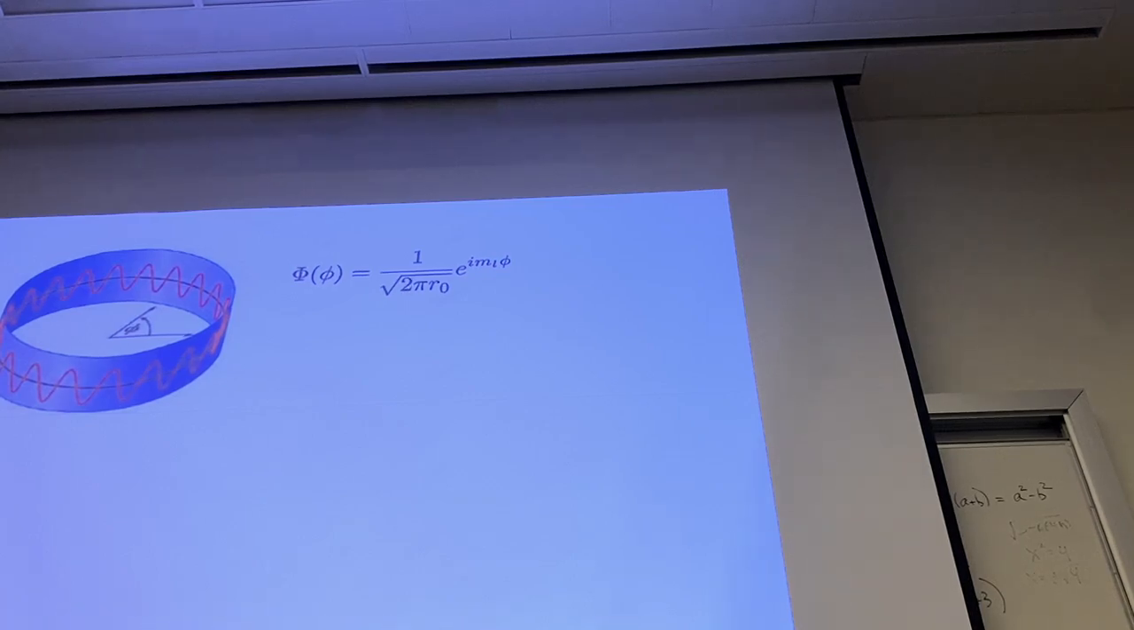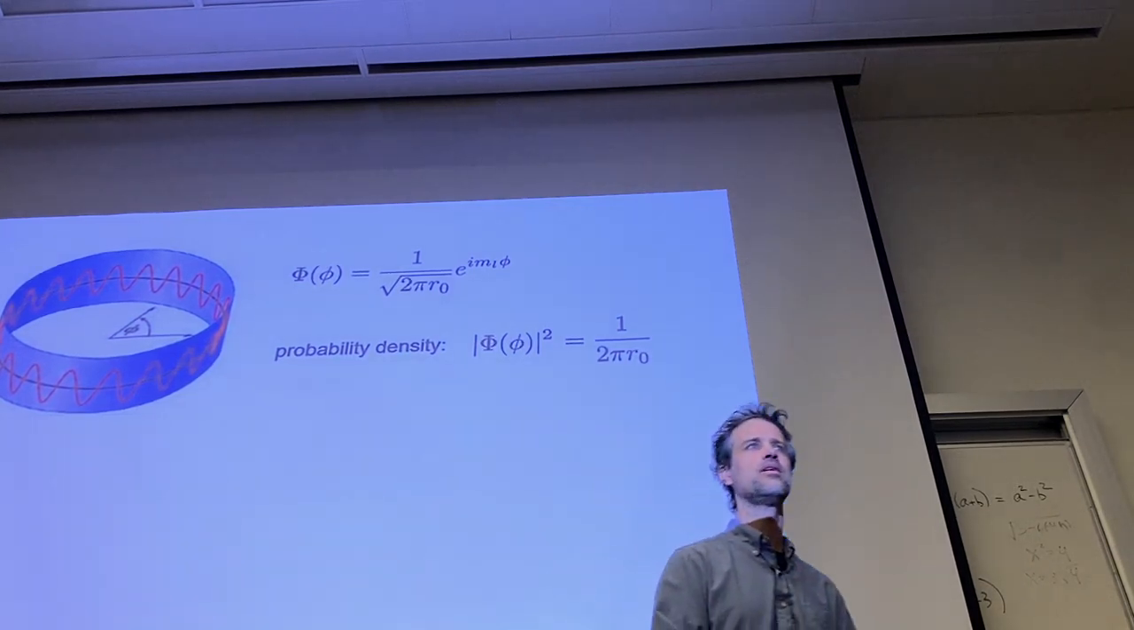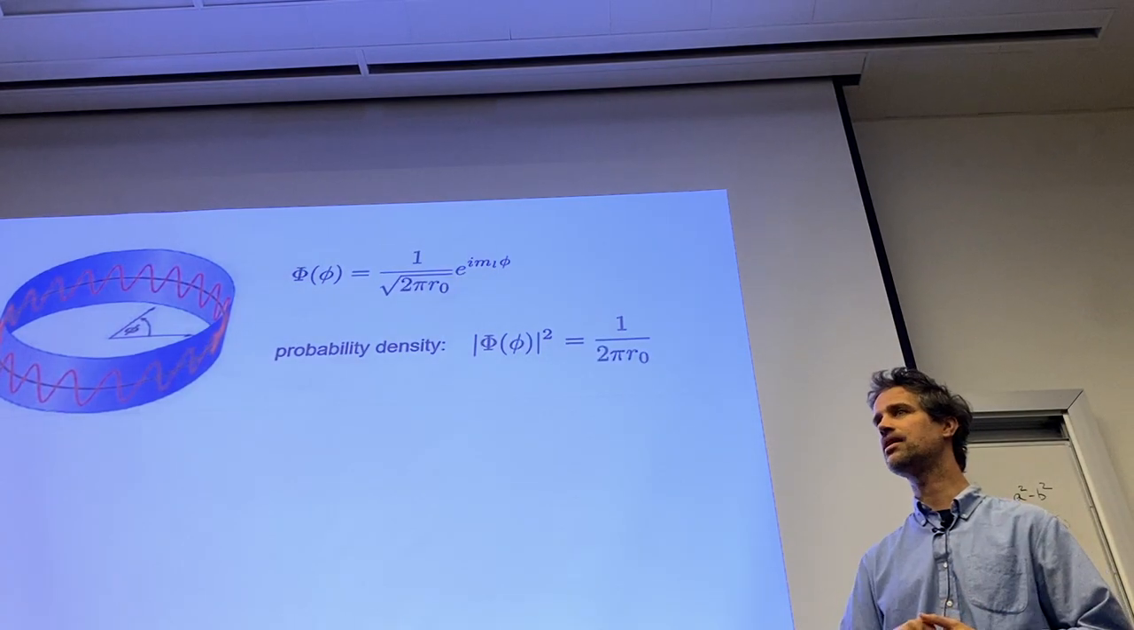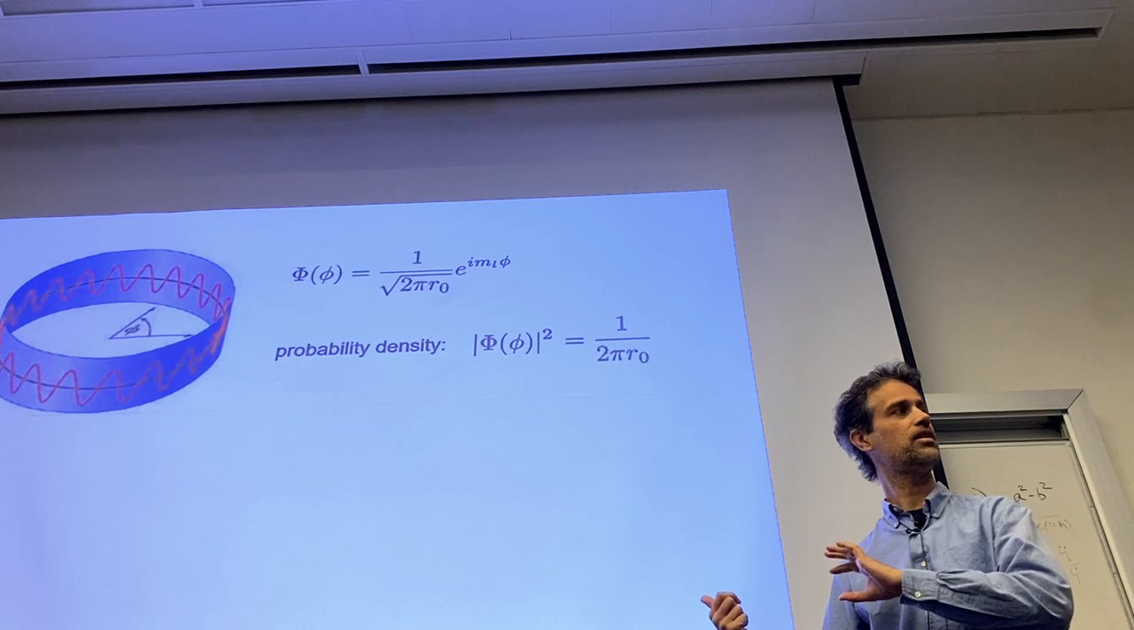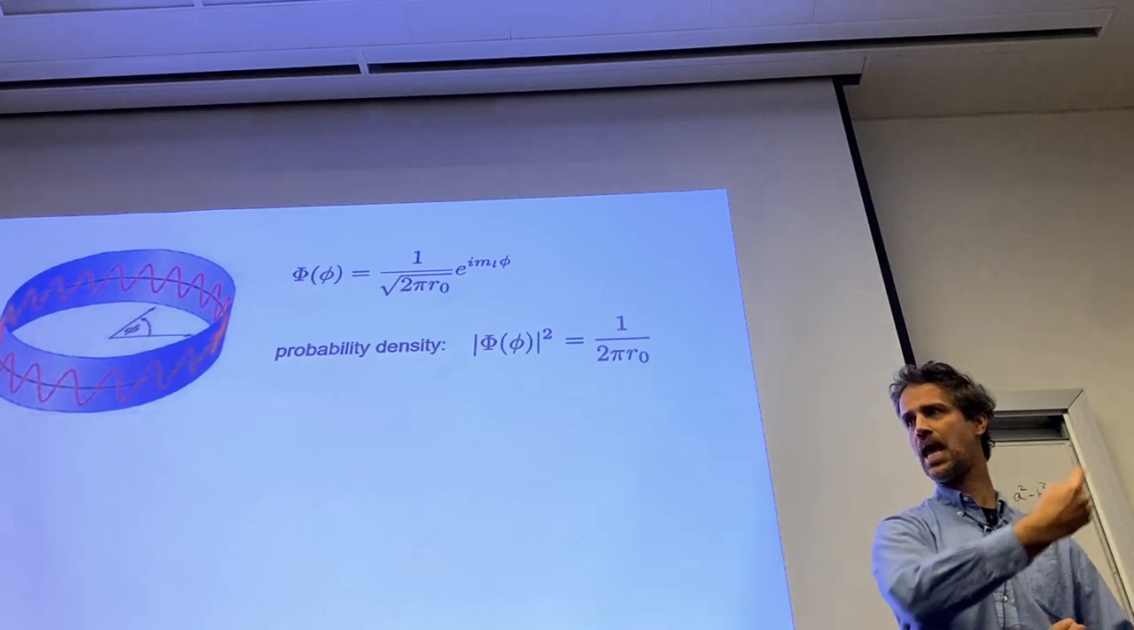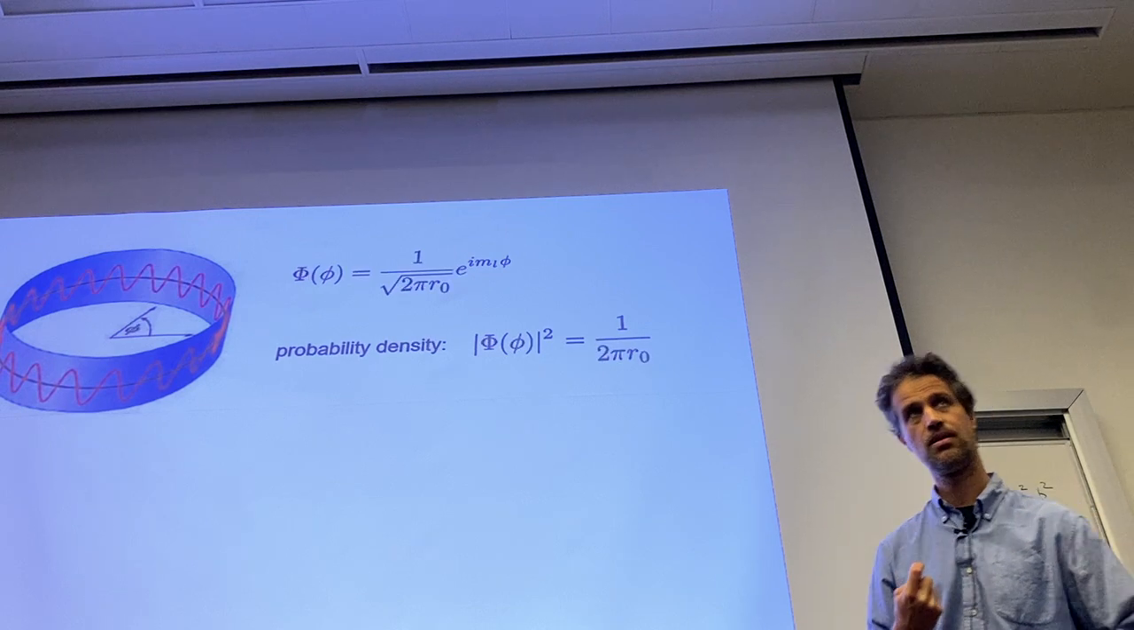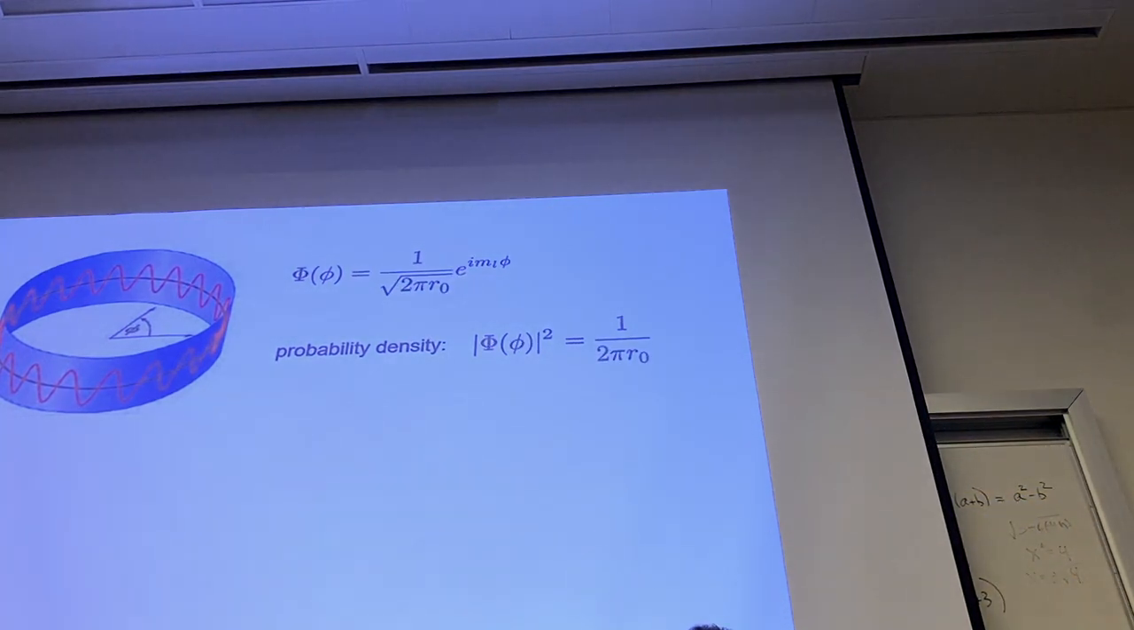In order to prove that, I'm going to just determine the probability density. What is it? It's just this wave function squared, modulus squared. And that is going to be 1 over 2 pi r0. Seems like a silly result, but it actually is meaningful. It's a finite number, and it's the same everywhere. It's independent of phi. This probability density doesn't depend on phi. It doesn't depend on where you are in a ring. It's always the same. It has a constant probability density along the ring. And physically, I think that makes sense.